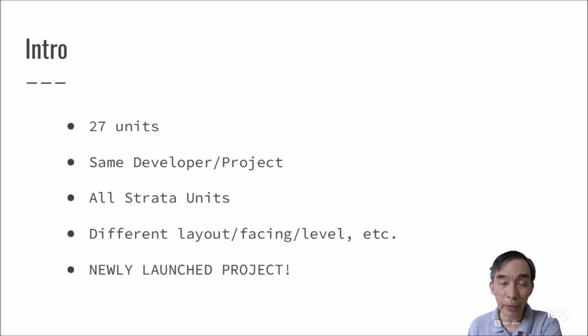This particular exercise on this project, BanQuet Residence, a new launch project in Kuching, has gathered 27 units of different levels, different facing, and also different sizes and layouts. So we are comparing within the same project. The same developer, all strata units, different layouts, facing, and levels. It's a newly launched project.